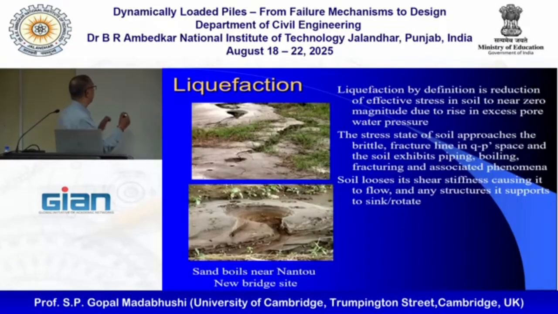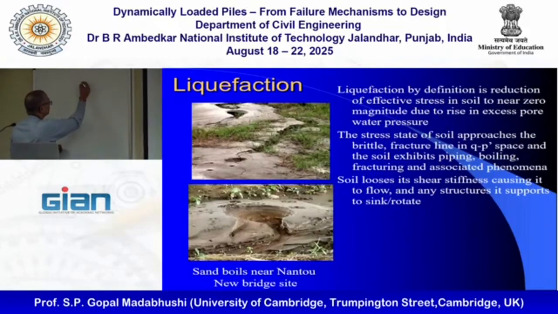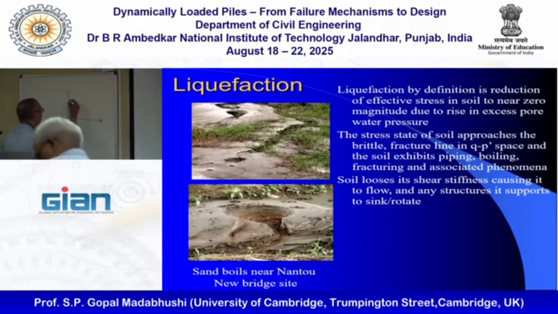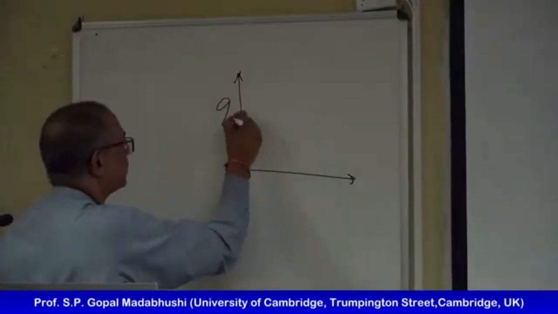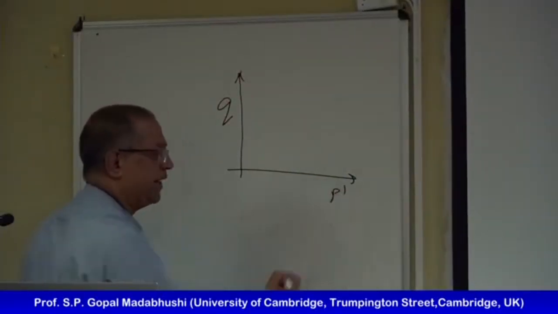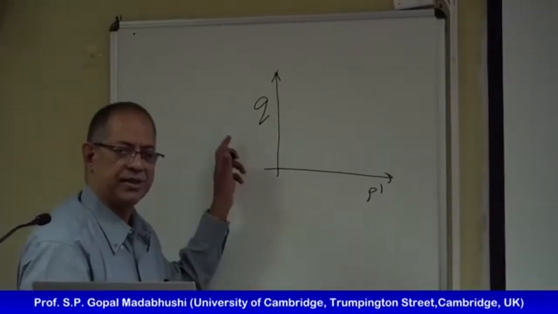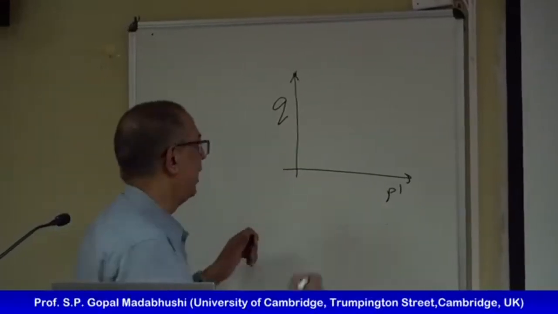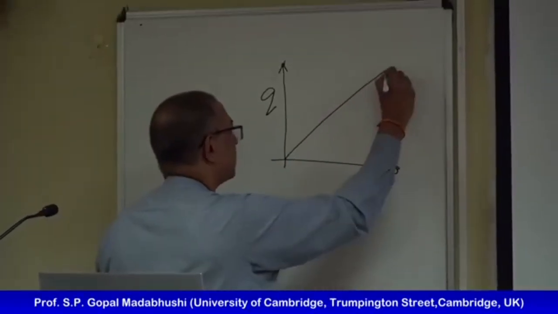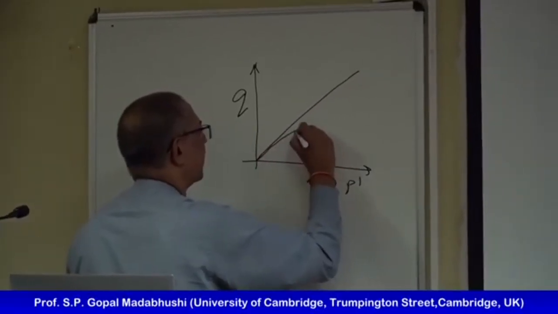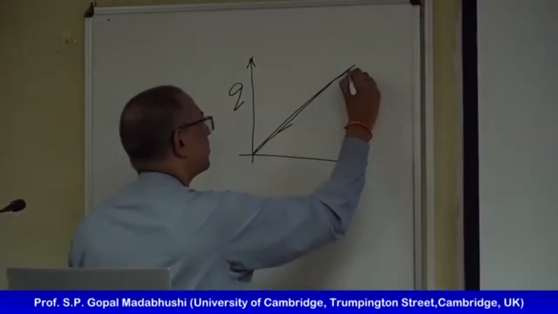So you can plot, if that's my Q and this is P dashed. P dashed is the mean confining stress, Q is the deviatoric stress, and the critical state line goes like that. By convention, we draw two lines.